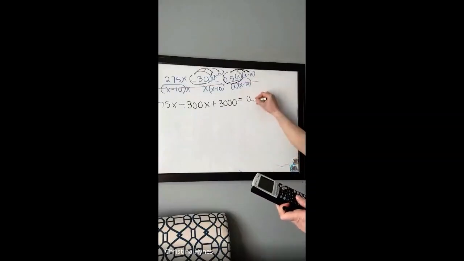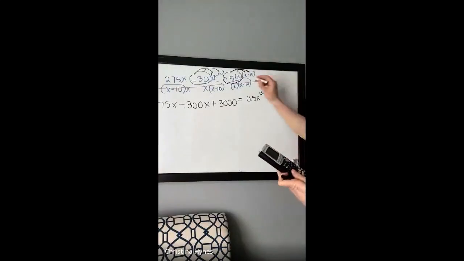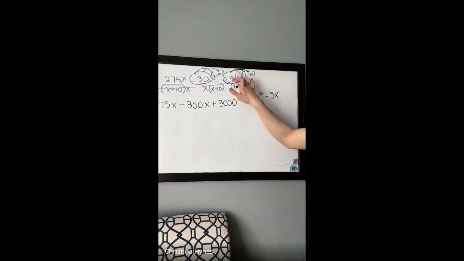So it's going to be 0.5x squared if you distribute. And then you're going to have to distribute 0.5x into negative 10, giving you negative 5x. So be very careful how you distribute it. You can do these two together, put them together, and then distribute. So whatever helps you not miss anything there.